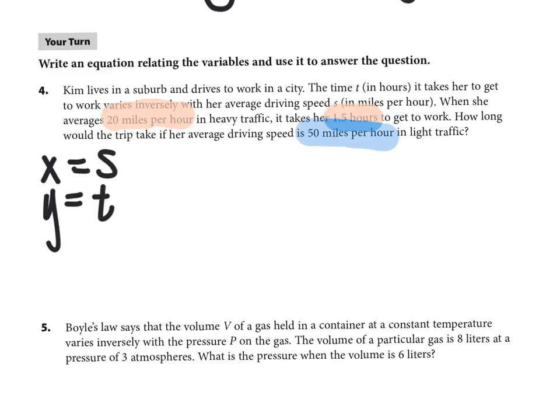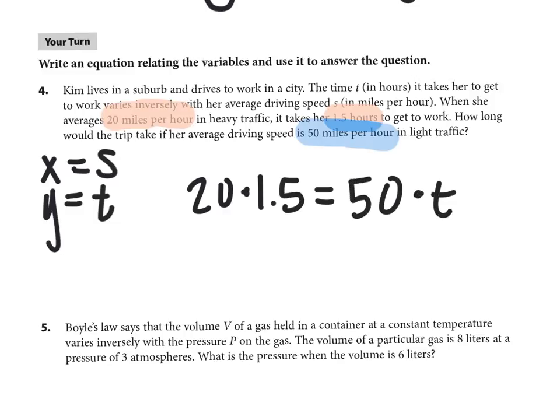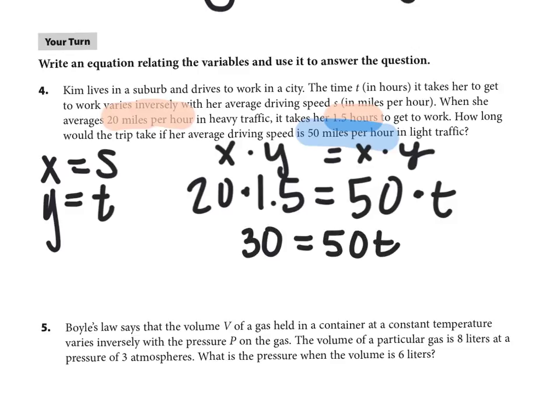So that tells us that 20 times 1.5 is going to equal 50 times t. Remember, our equation was x times y equals x times y. And so we would multiply 20 times 1.5, I'm sorry, which is 30. So 30 equals 50t, and then to solve, I'm going to divide both sides by 50. And I get that t equals 3 over 5.